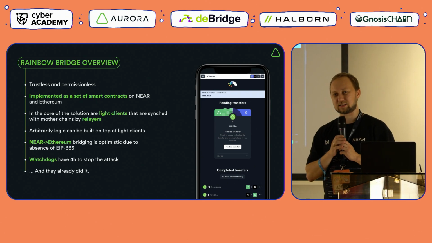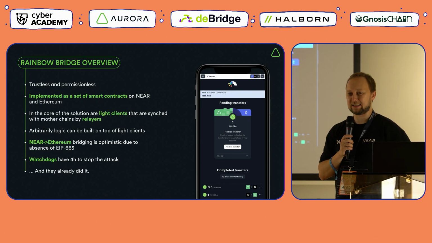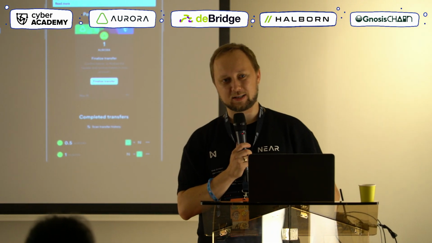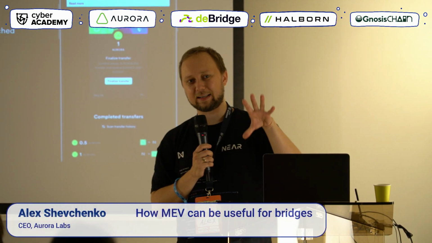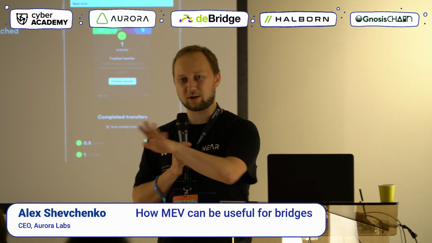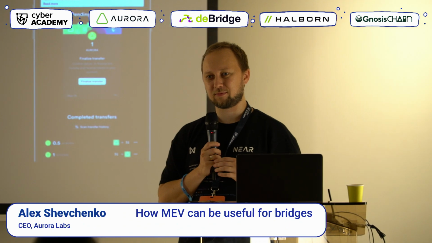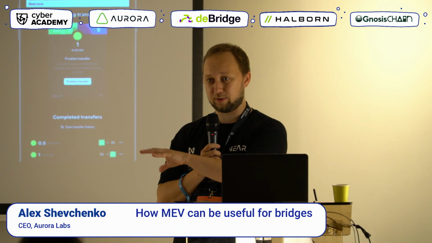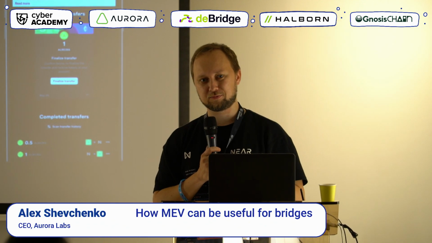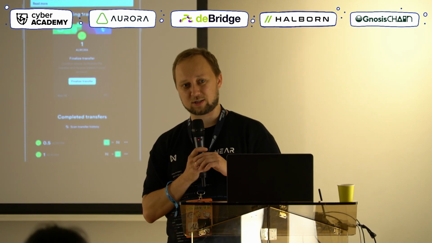So what we did is that we implemented Near Light Client and Ethereum Light Client as smart contracts on the opposite chains. So Near Light Client as a whole operates as a smart contract on Ethereum. An Ethereum Light Client, a super complicated piece of tech, operates as a smart contract on Near. So these two smart contracts are working there.